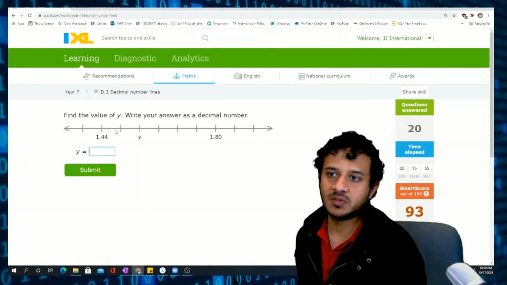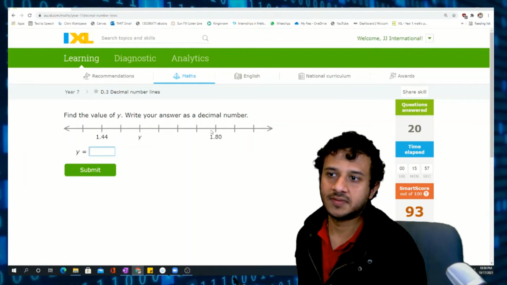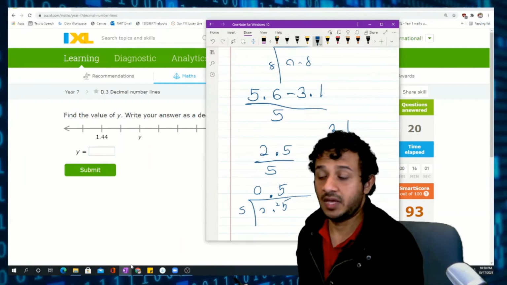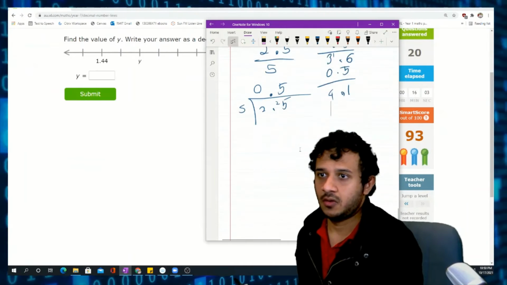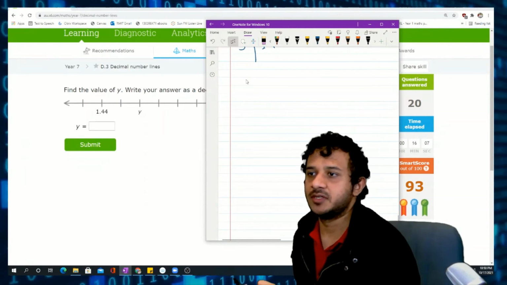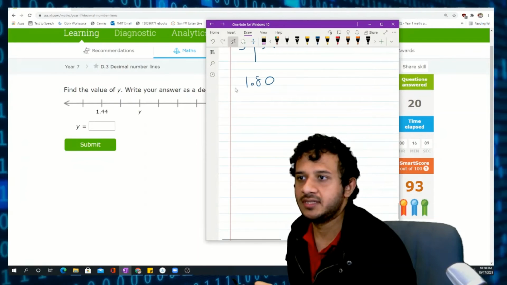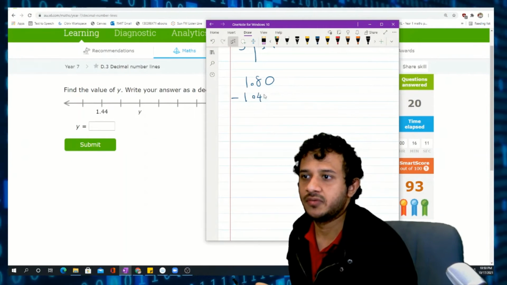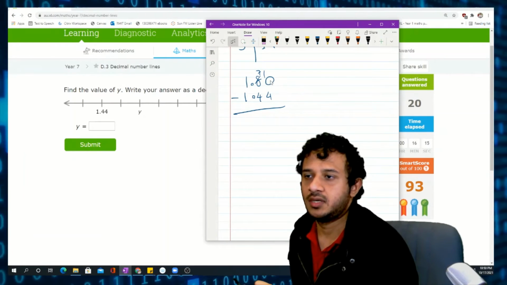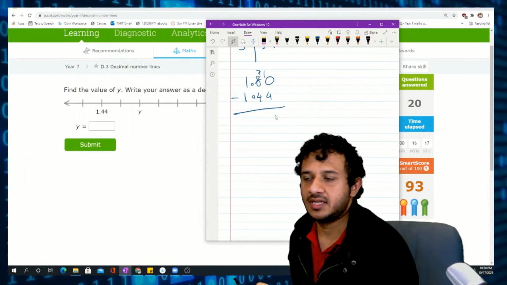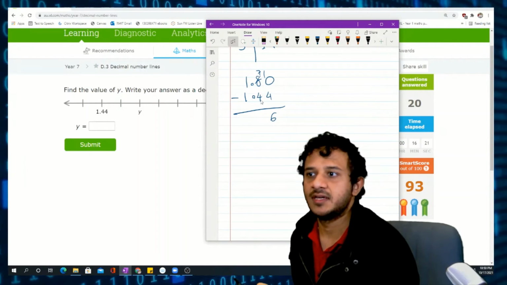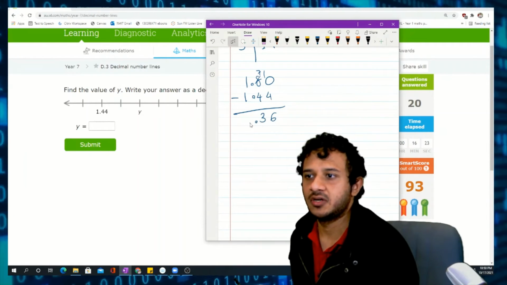Again, how many gaps? 1, 2, 3, 4, 5, 6. 6 gaps, 1.44 till 1.80, sorry, and then 2 increments. Okay, we can check it out. First, let's find the increment. 1.80 take away 1.44. That will be asked from the neighbor. And that's going to be 10 take away 4 is a 6. 7 take away 4 is a 3 and a dot and a 0.